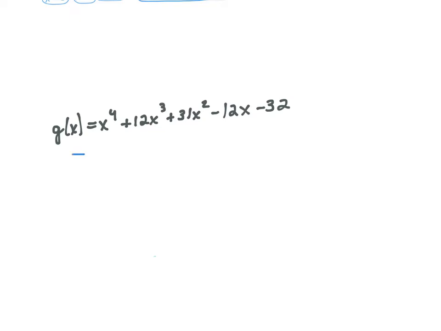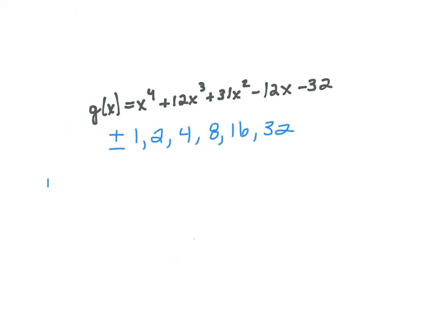What are my factors of 32? Put your plus minus in front. So it's 1, 2, 4, 8, 16, 32. Again, you guys need to be able to list out your factors. Again, I like to start with 1. You guys can do whatever you want, but I'm going to start with 1.